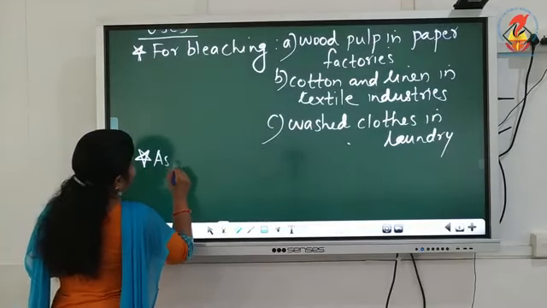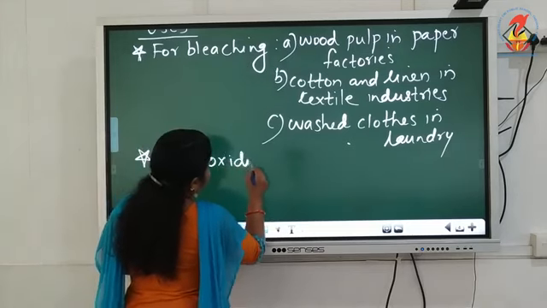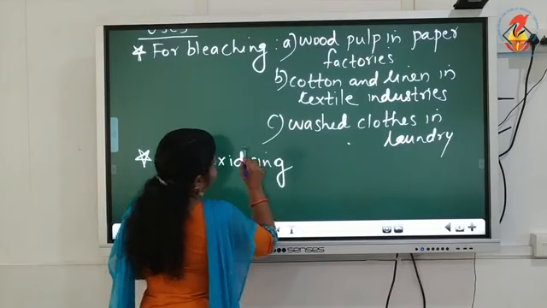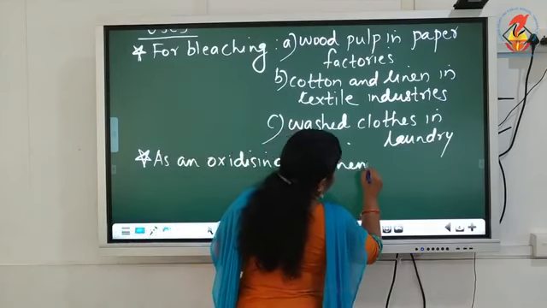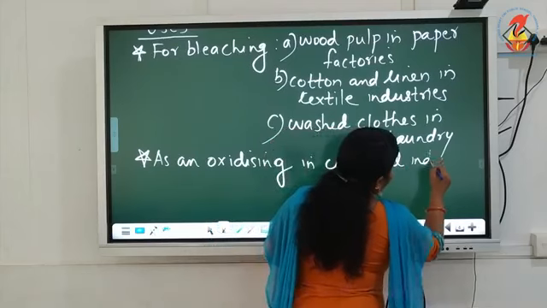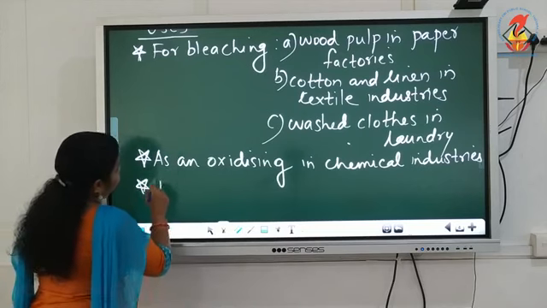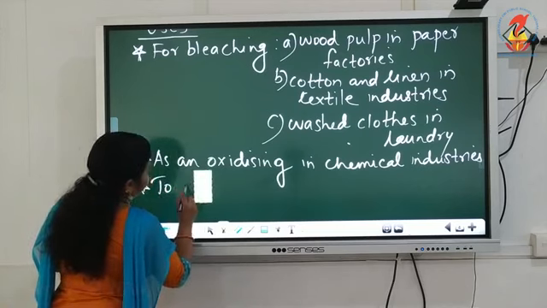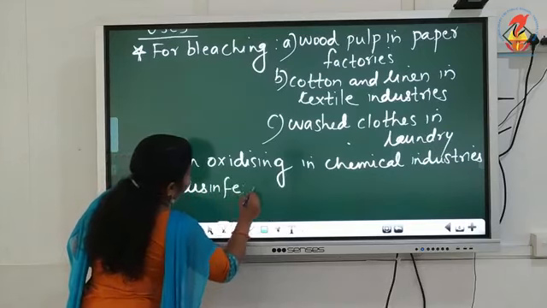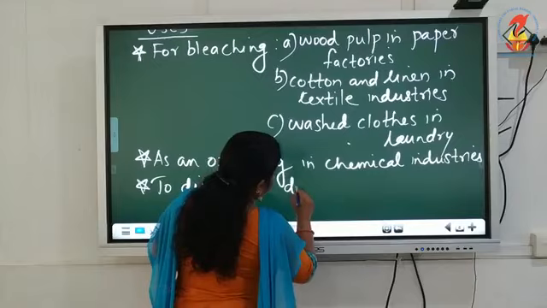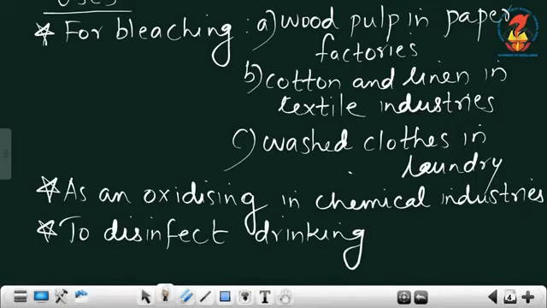Now the second use is as an oxidizing agent in chemical industries. And the last one is to disinfect drinking water. What do you mean by disinfecting drinking water? Disinfect means to make it free of germs. So bleaching powder is used to disinfect drinking water, to make it free of germs. So these are the three uses of bleaching powder.